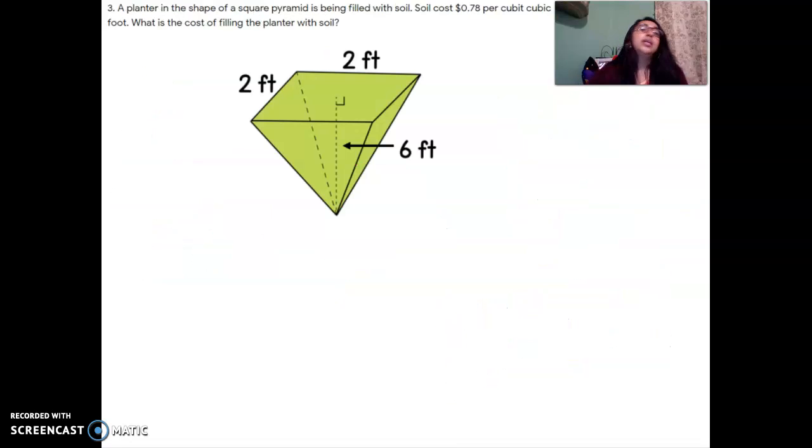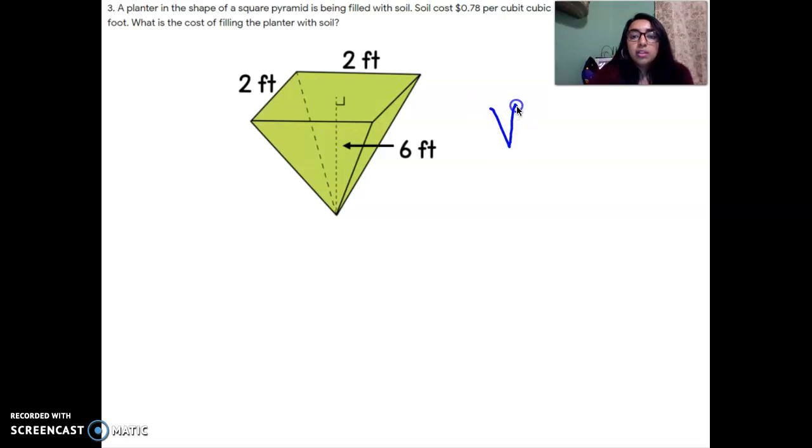All right, number 3, a planter in the shape of a square pyramid is being filled with soil. Now that's what volume is, guys. It's everything that's in the inside of that shape. So it is being filled with soil, so that is volume. Except this problem is asking us for another step, because I need to figure out how much that soil is going to cost me if it costs 78 cents per cubic foot.